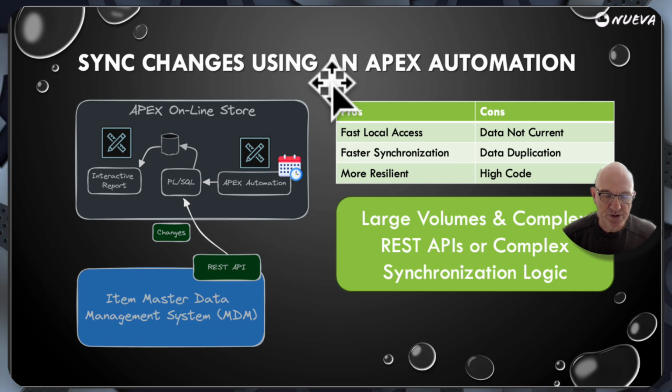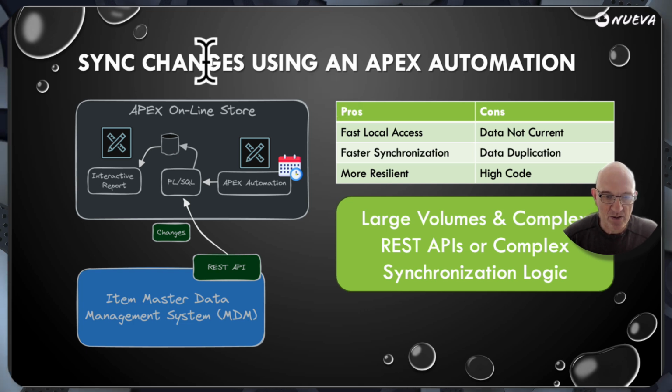The third approach is a little bit more complicated. This involves creating an Apex automation, which is the feature of Apex that allows us to run code on a schedule. That Apex automation calls some PL/SQL code. And then that PL/SQL code is using Apex Web Service in order to call the REST API.